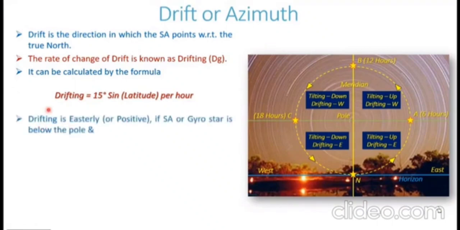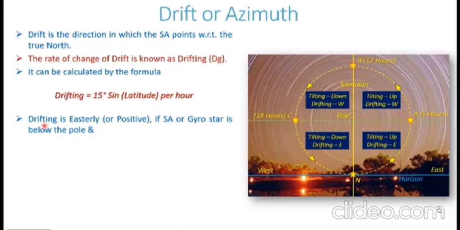Now, the formula is going to give us the magnitude of drifting. That means in 1 hour, how much is the azimuth of the gyrostar going to change? Or how much is the drift or direction of the spin axis going to change? How to find out the direction of drifting?